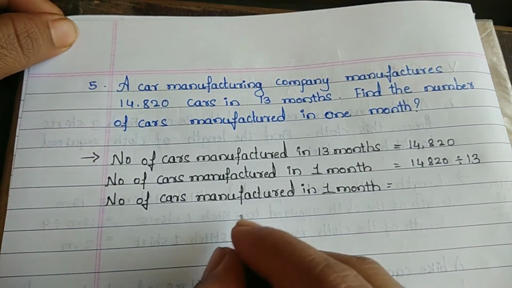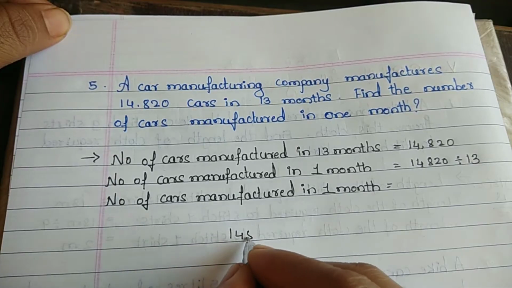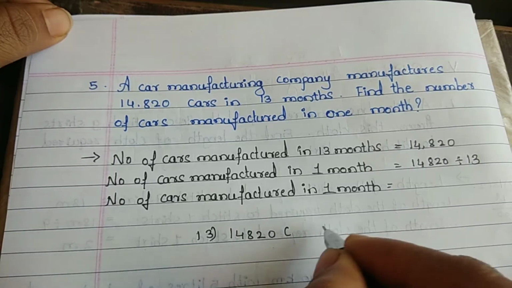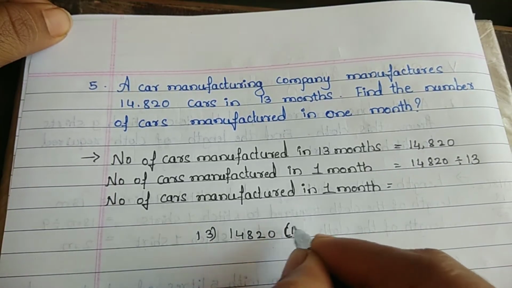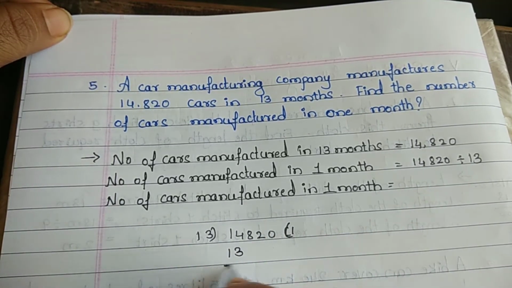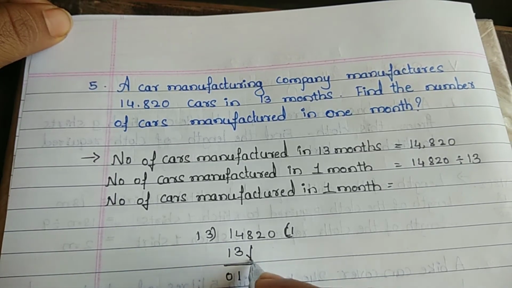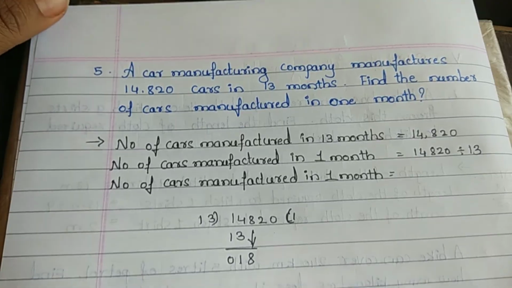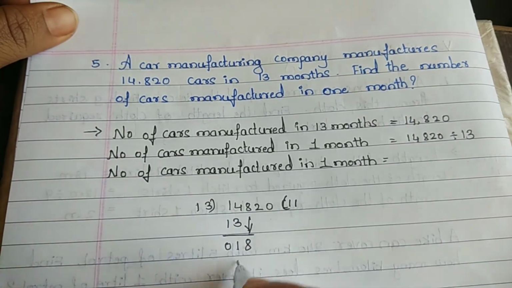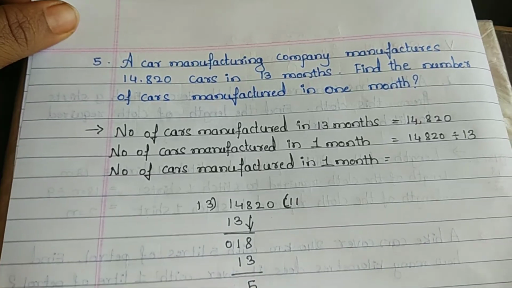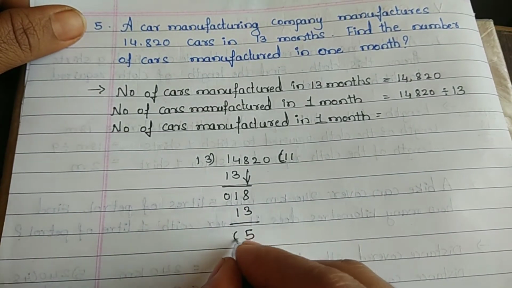Yes, do here 14,820 divided by 13. See here 14 is there. Then you take directly 13 ones are 13. 4 minus 3 is 1. 1 minus 1 is 0. Then you drag 8. It will become how much? 18. Then 13 ones are 13. 8 minus 3 is how much? 5. Okay. 1 minus 1 is 0.